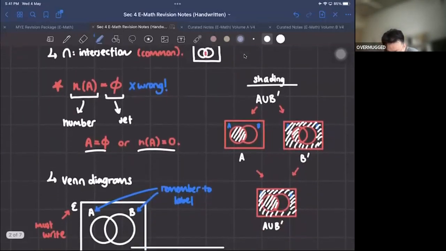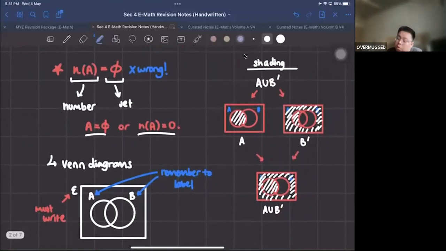Okay. Now you need to remember that also, if there's a value of n written beside the A set, that is referring to the number of elements in the set. And the notation with the null symbol, that is a set notation. It is wrong to actually write them into the same equation. So if you want to write it, you must write A, which is a set language, equals to the null set, or the number of elements in the set is equals to 0.